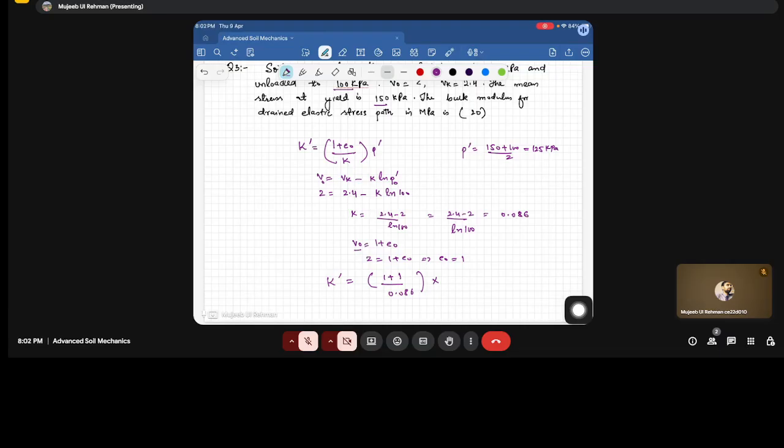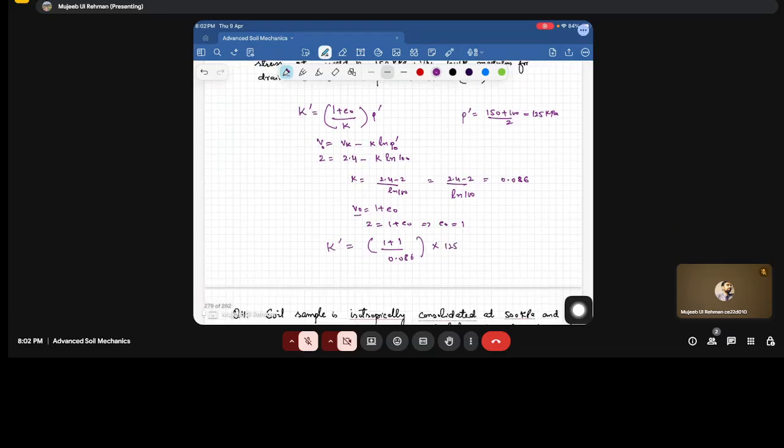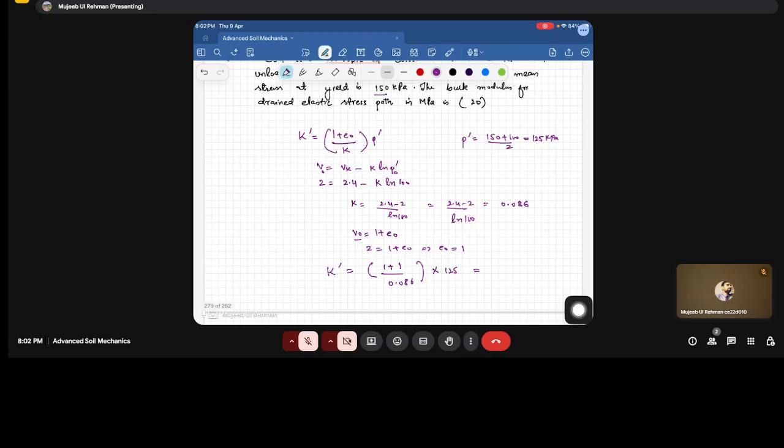So V naught is called Vk minus K ln of P naught dash. This P naught dash corresponds to the unloading point, the final unloaded point at 100 kPa. Fine. So we get kappa, and from kappa we get K dash is 1 plus 1 divided by 0.03 into P dash, which is 125. So what is the value? It's 2 divided by 0.086 into 125. That is 2906 kPa. Fine. You can write it in kPa, that's not an issue.